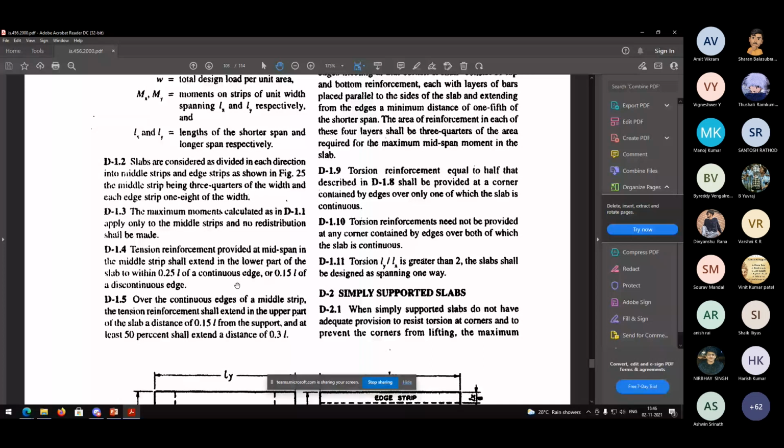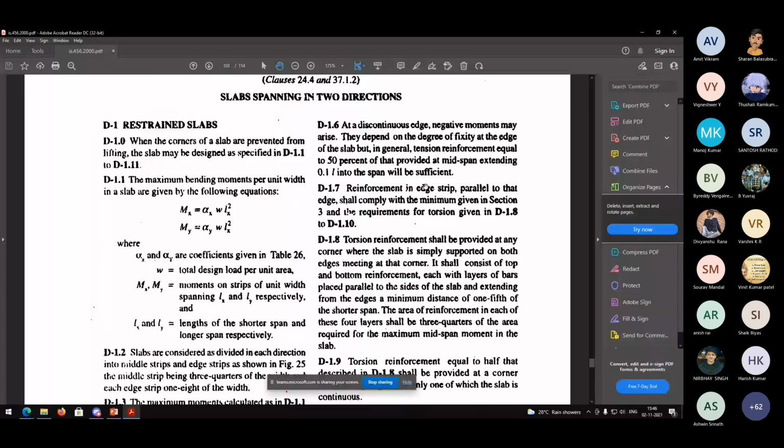So even if you have a discontinuous edge, don't leave the top of the slab without any reinforcement. Give it a minimum reinforcement equal to 50% of the reinforcement in the midspan. Because whenever you have a slab, you need to connect it to the beam or to the wall on which it is supported, and because of that particular connection, you may have some negative moment coming on that slab. So in order to take care of that minimum negative moment, about 50% of the midspan reinforcement you will have to extend to take care of the negative moments.